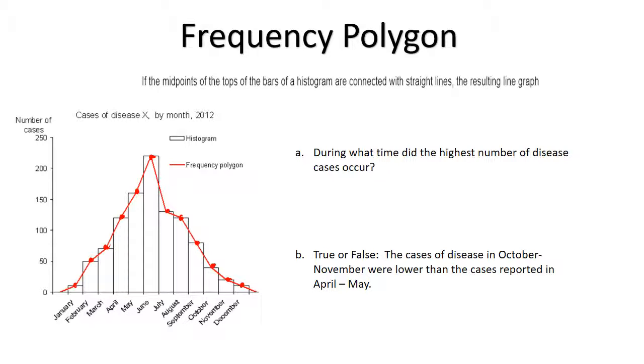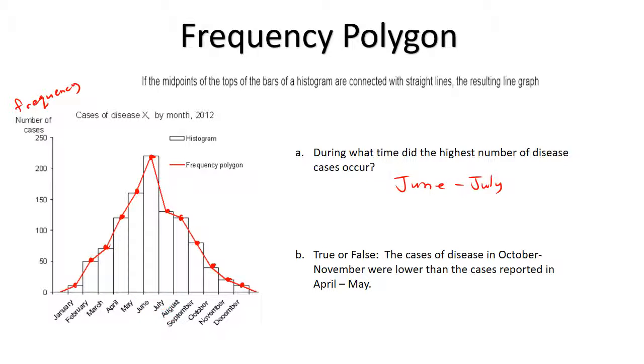Now, using this frequency polygon, let's answer the question, during what time did the highest number of disease cases occur? Remember, the frequency is over here to the left. The highest bar is between June and July. So that answer would be between June and July.